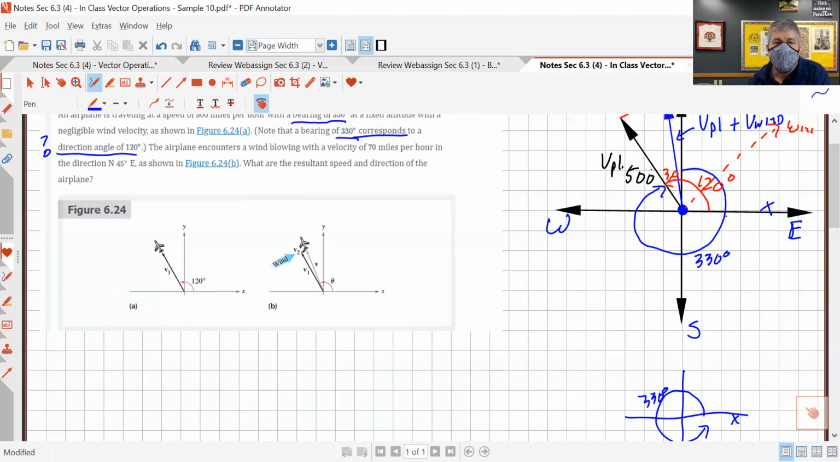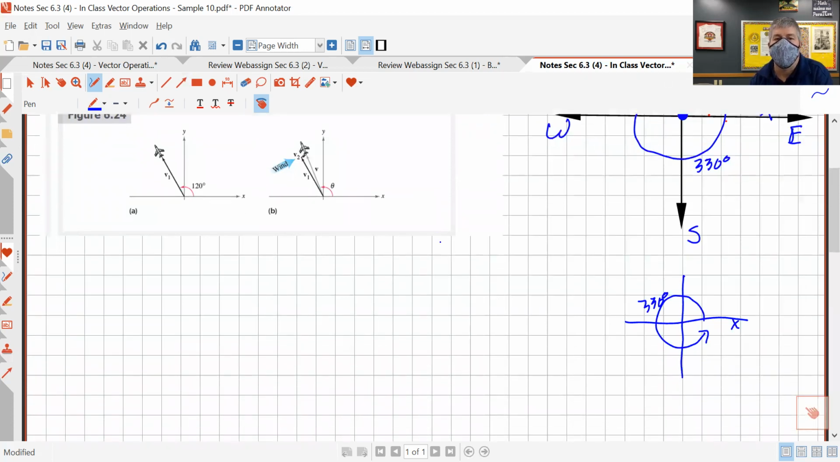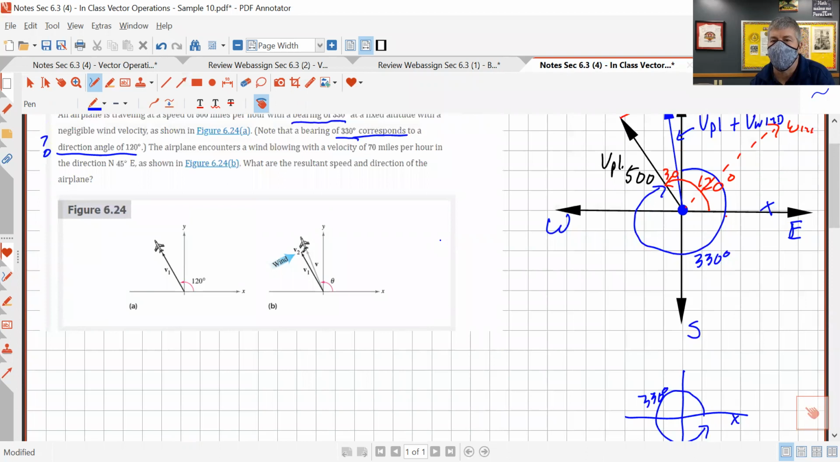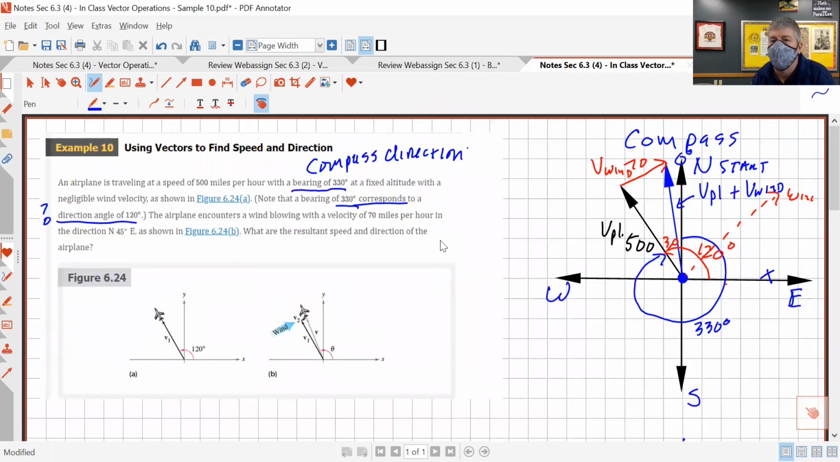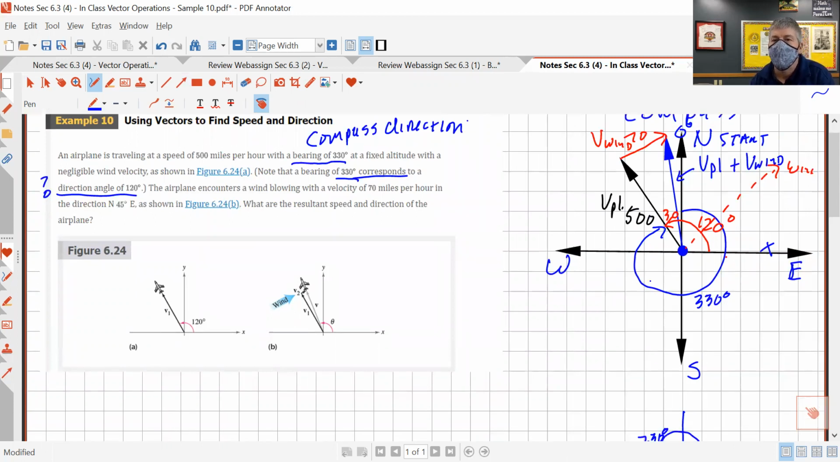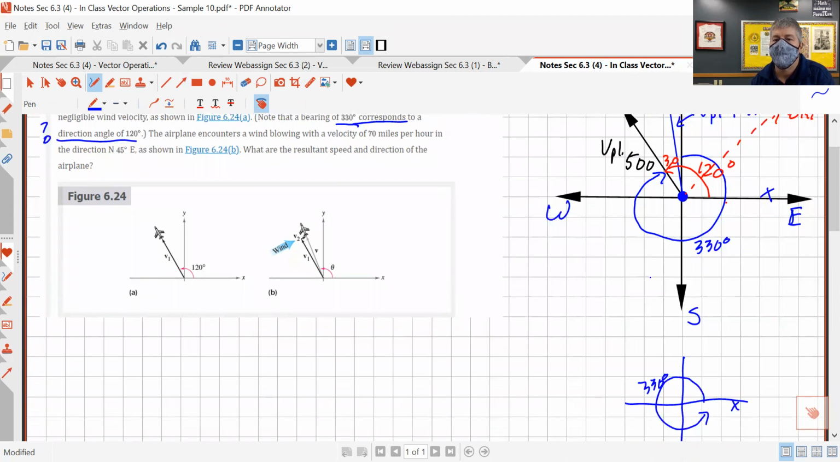So what are the resultant speed and direction of the airplane? We've got a lot of work to do to get there. We've already done a lot of work though, haven't we? We've learned about compass direction versus our direction. We've been able to compensate for that. We've drawn a couple of vectors here.